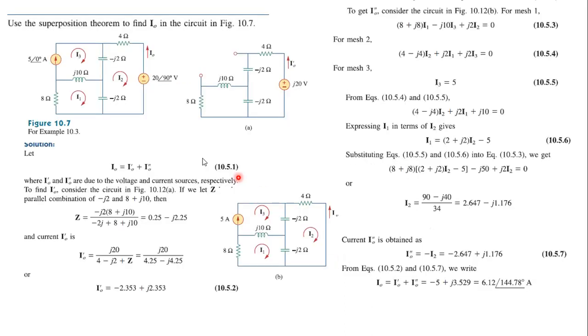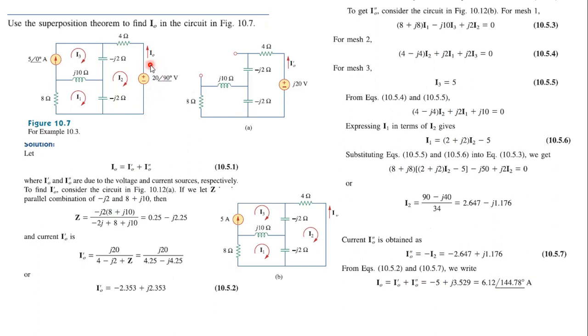Now let us discuss a problem related to the superposition theorem. This is the problem statement: use the superposition theorem to find I0 in the circuit. Now this is the circuit. Before moving into the analysis, we have to see whether the circuit is in the time domain or frequency domain. Here the given circuit is in the frequency domain. You can see that all the elements are represented as impedances here. So it is represented in the frequency domain. Next we can move on to the analysis.